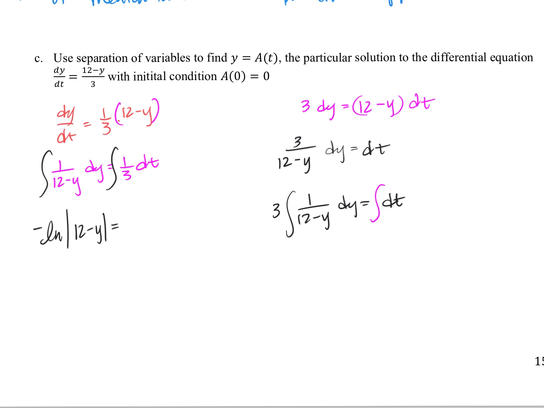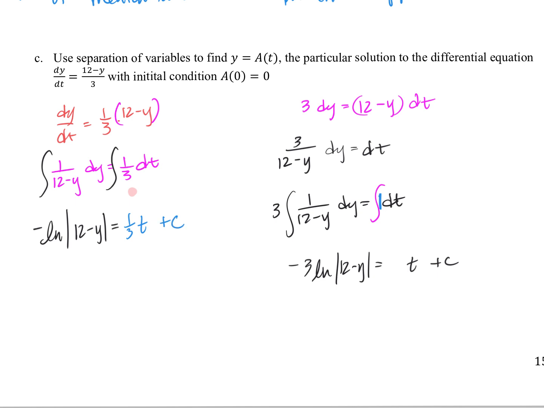Okay. Mr. Biskey over here, same thing. We're just going to have a negative 3. Yep. So we're going to have a negative 3 ln of 12 minus y equals 1t plus c, because this is a 1 in front of that dt. The antiderivative of 1 would be a t plus some c. We don't really need the 1 in front of that t. Because over here, what are we going to get with this 1/3 dt? Whose derivative is 1/3? 1/3 t plus c.